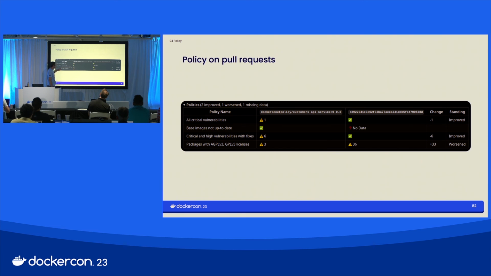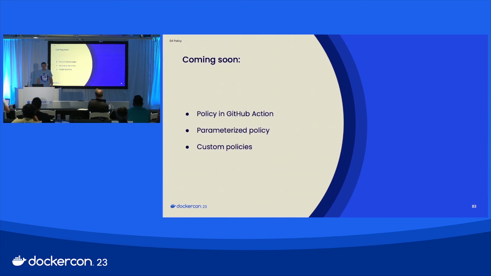For each of the policies, we're out of compliance on the version that's currently released. We've improved the stance on two of those, and one we made worse. We apparently installed a lot of GPL v3 software in this version. So you can see right where you're doing pull request reviews what this looks like from a policy standpoint. You don't have to go bouncing around to a bunch of different tools. We give you the information you need right at your fingertips.